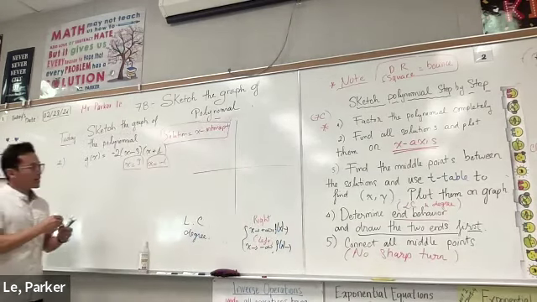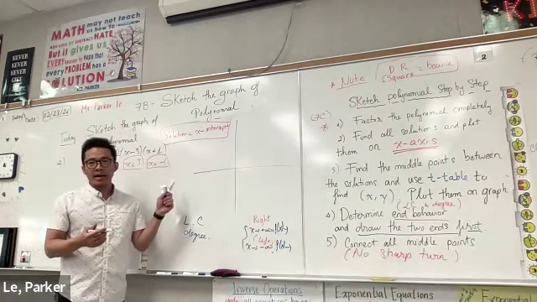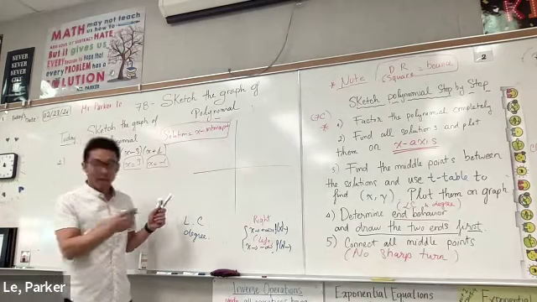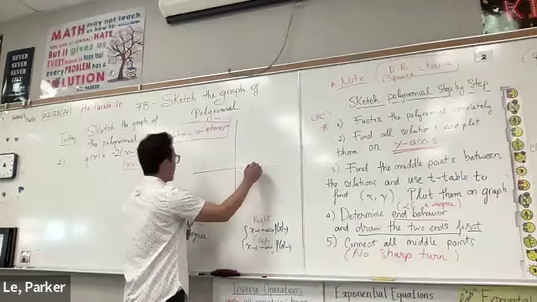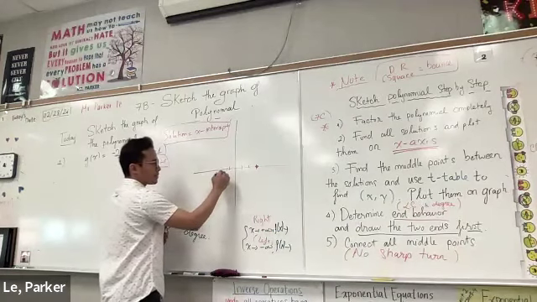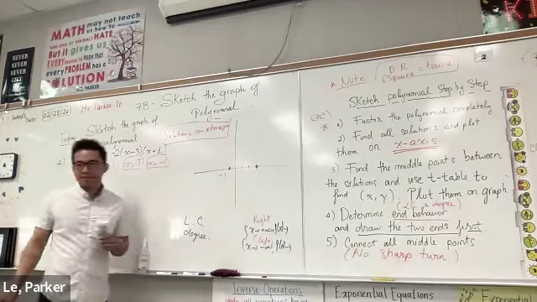Where's the 3? Where do I put it again? On the X axis. Remember that, okay? 1, 2, 3. And -1.